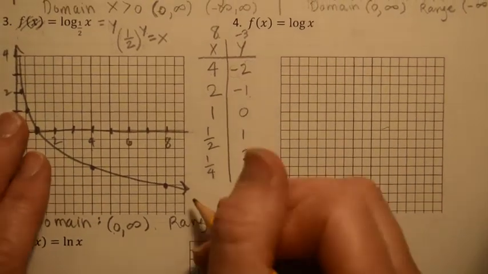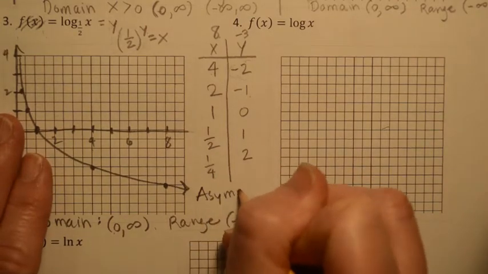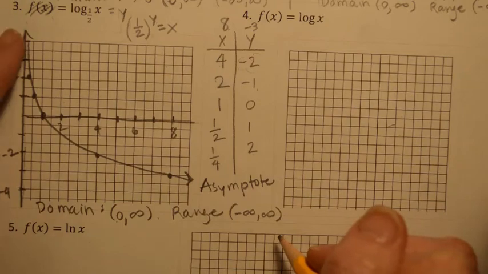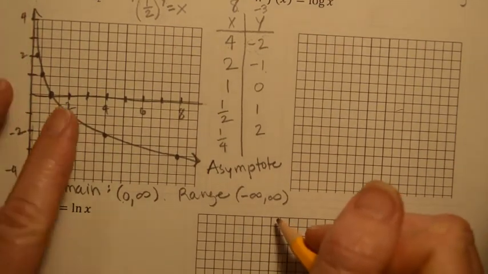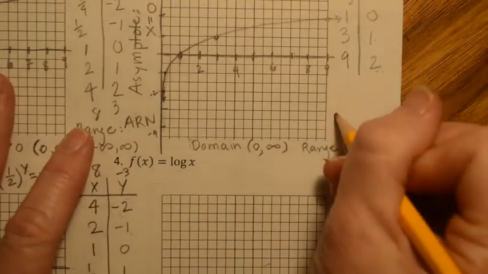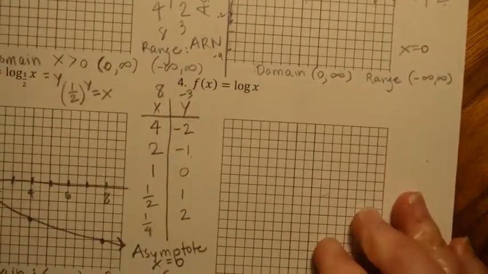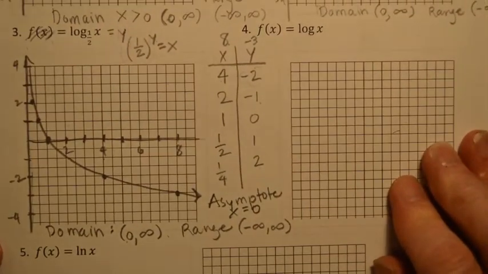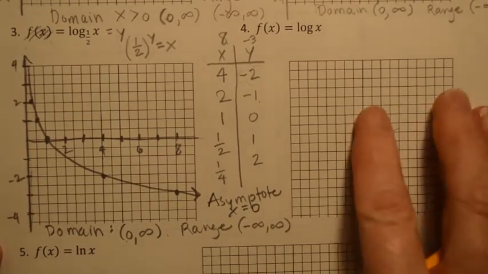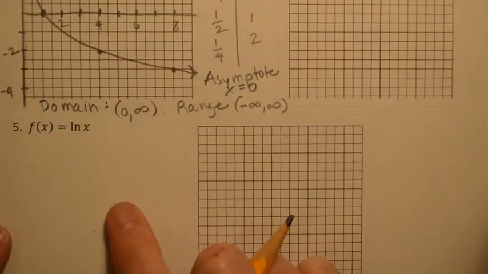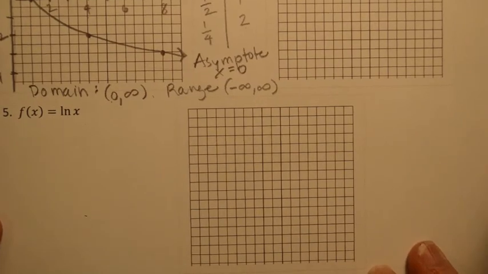All right, and then the asymptote is going to be still this line, x equals 0. Shoot, I realized I didn't write it in this last one, x equals 0. Okay, I'm going to ask you at some point to do log base 10, and then we will do natural log together. All right? Okay, that's it.